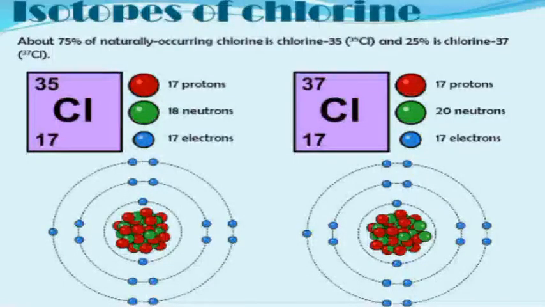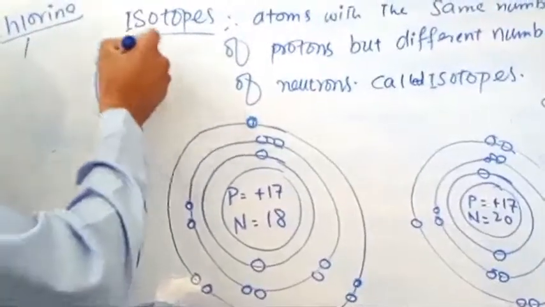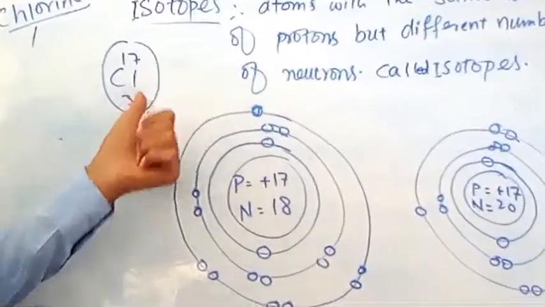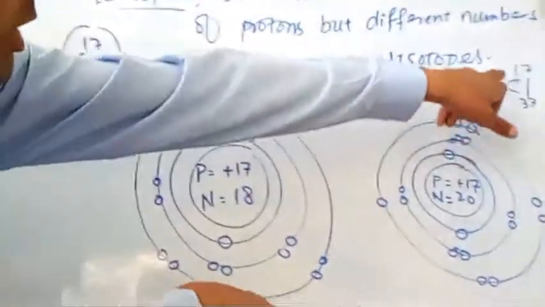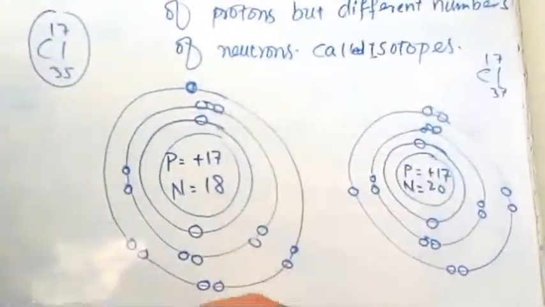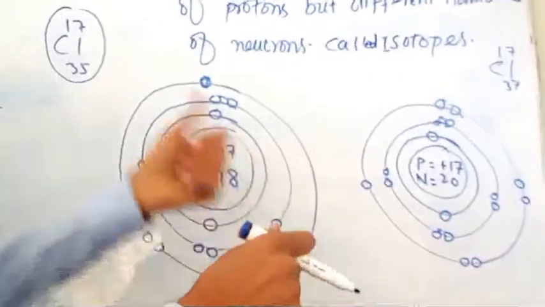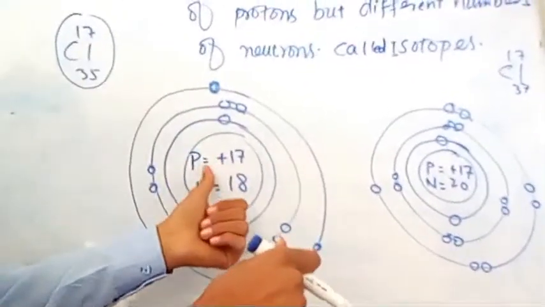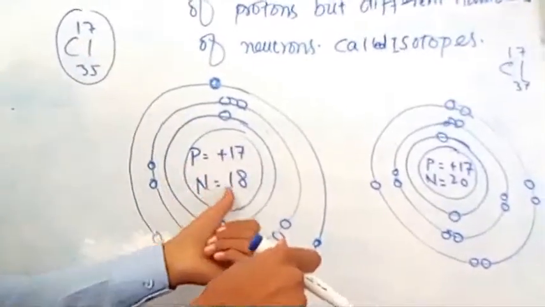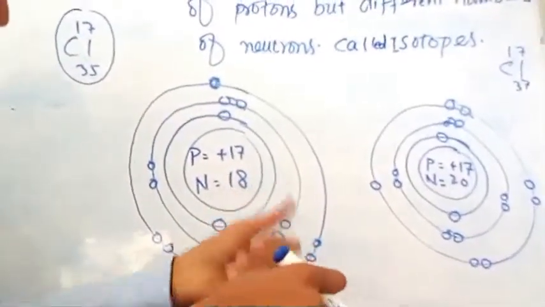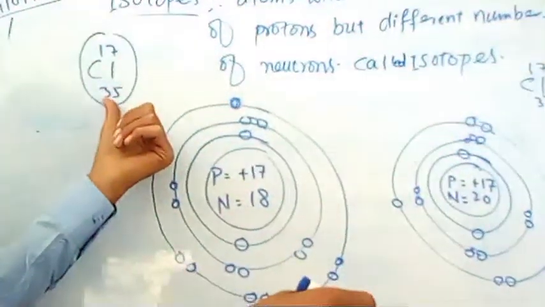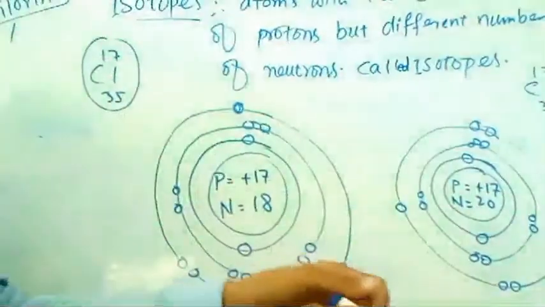As we know, chlorine has two isotopes. The first one is chlorine-35, this is the first isotope of chlorine, and this one is chlorine-37, the second isotope of chlorine. So chlorine has an atomic number of 17. It means chlorine has 17 protons in the nucleus, and 18 neutrons in the nucleus. If we add 18 to 17, we get 35, and 35 is the atomic mass of chlorine.